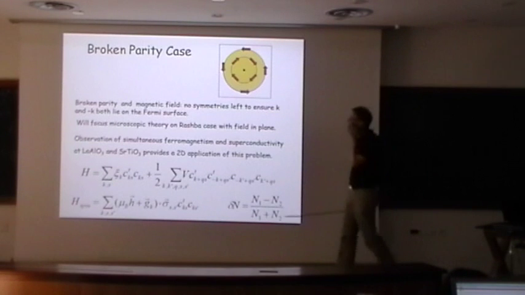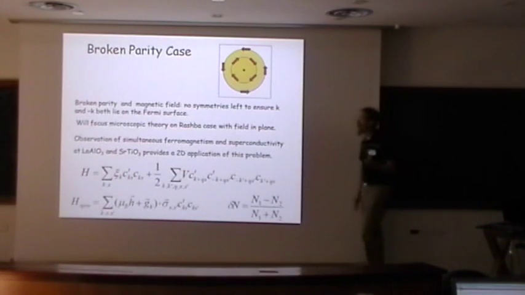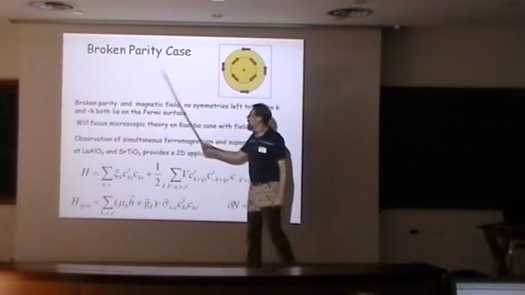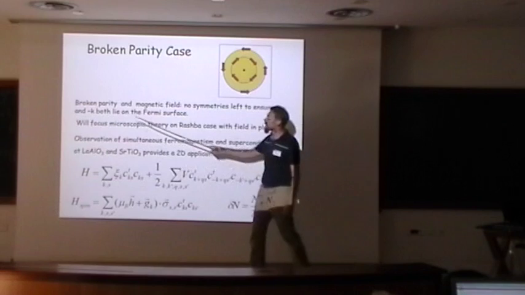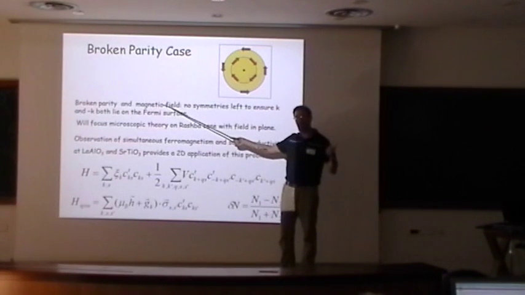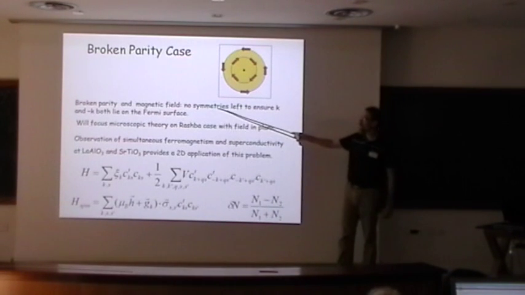All right, so now I want to ask the same question in the broken parity superconductor, what happens? And the reason this is an interesting question is exactly related to this point. Here I've drawn the Rashba two-dimensional case, and the spins are polarized like this, and you get two bands. When you break parity symmetry and you add magnetic field, you break both parity symmetry and time reversal. And so in that case, you have no symmetries left to guarantee that a state at momentum k on the Fermi surface is degenerate with a state at momentum minus k.